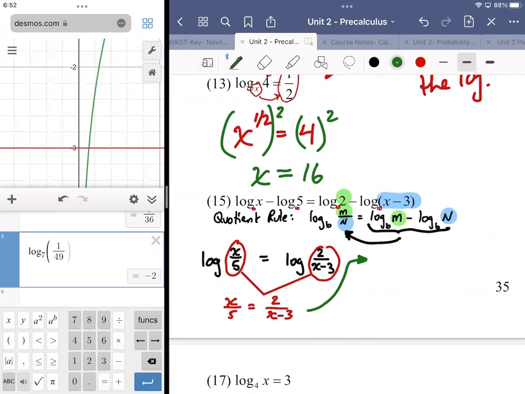But if you do choose to cross multiply, it'd be x times x minus 3 is equal to 10. Looking quadratic, so I distribute, applying the distributive property of multiplication over addition. So x squared minus 3x equals 10. Quadratic, you want to get everything over to the same side.